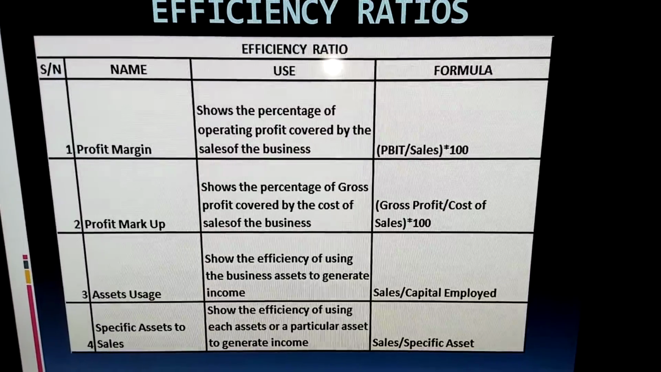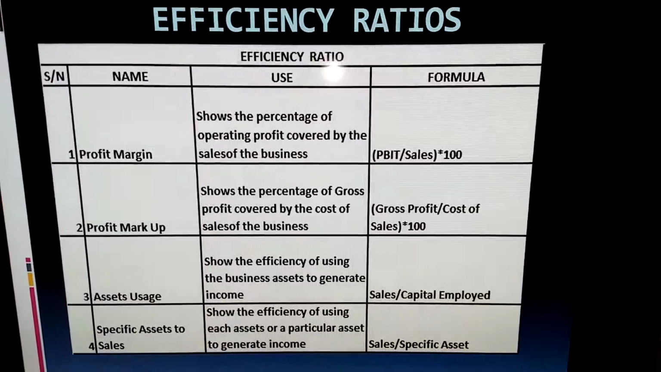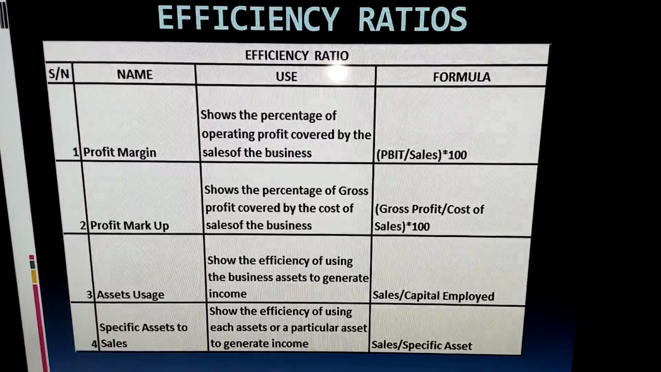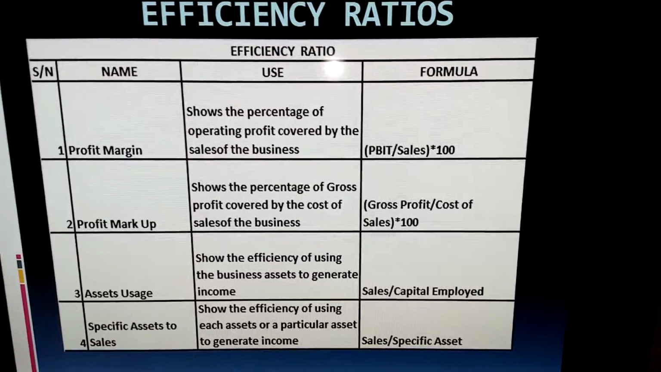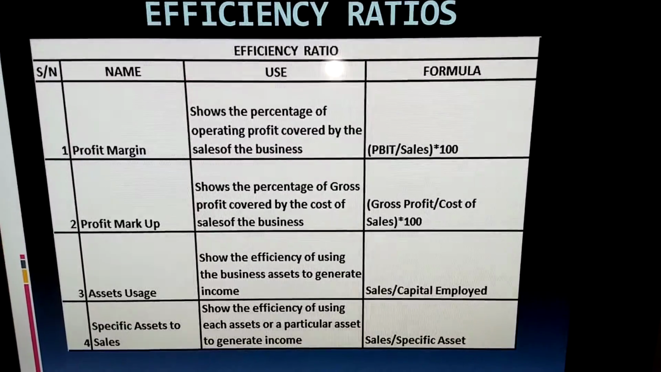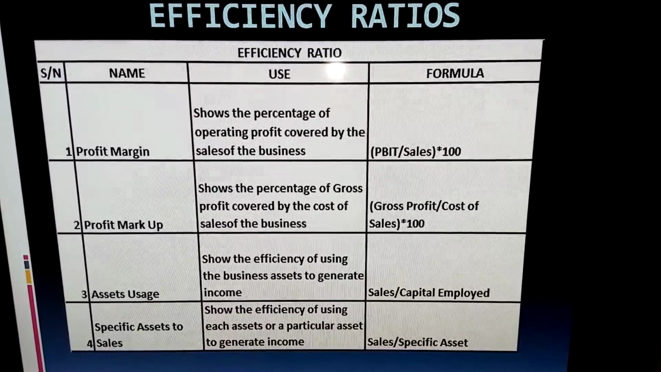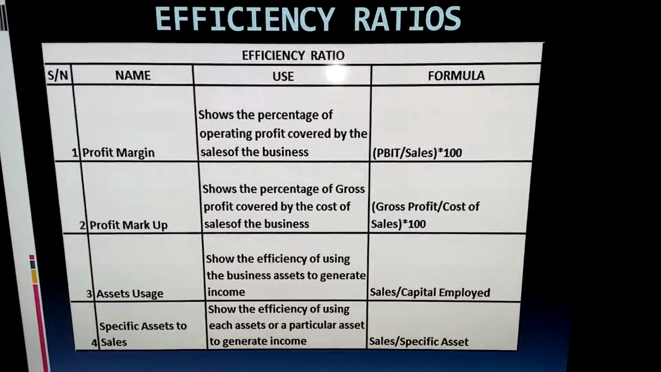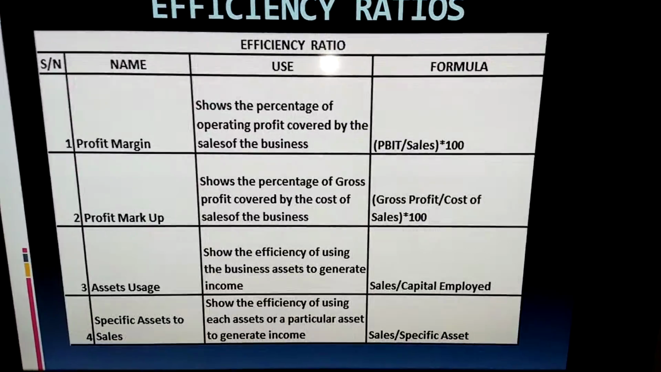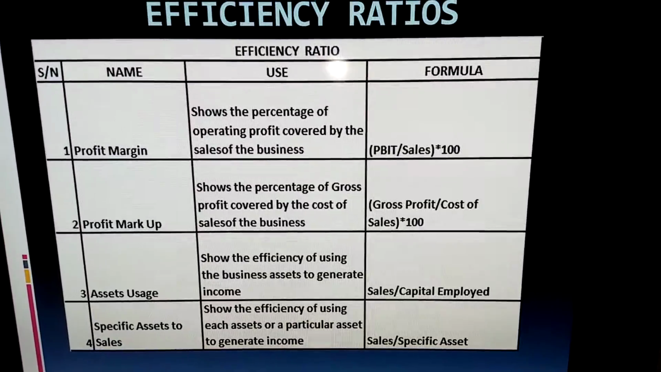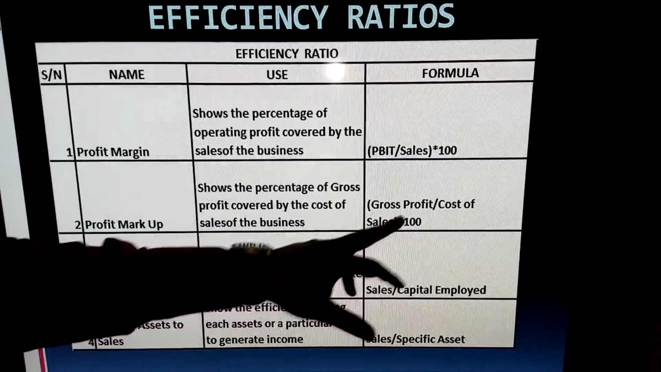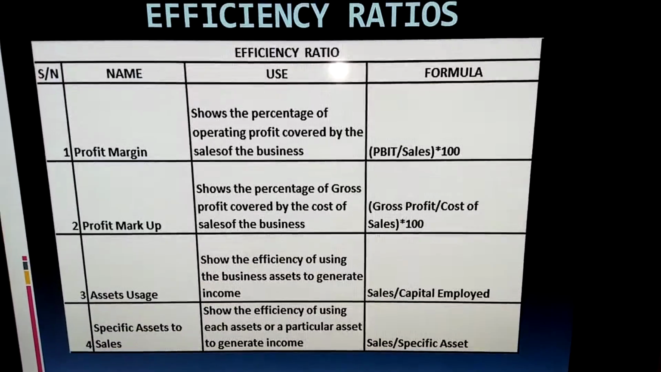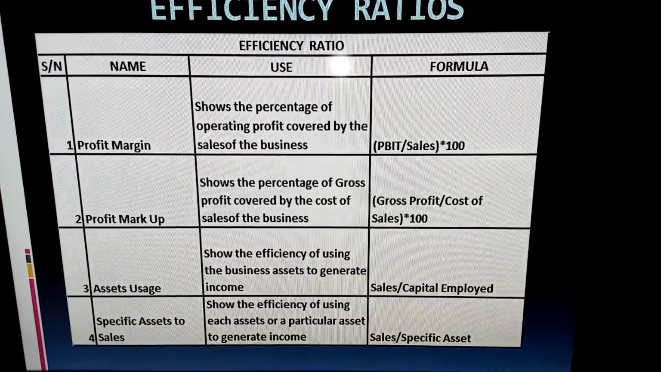Okay, the next one is markup, profit markup. You're trying to compare the gross profit of the business, which is more like profit made before operational expense, to the cost of sales. Cost of sales is the cost of buying products before you sell them. So we have gross profit over cost of sales times 100 over 1. That's measured in percentage.